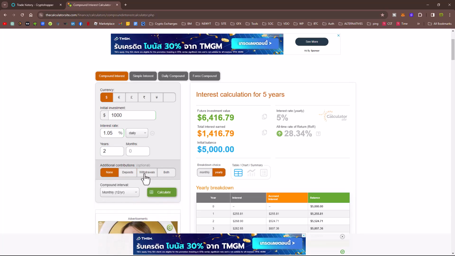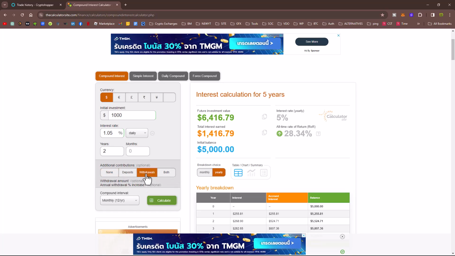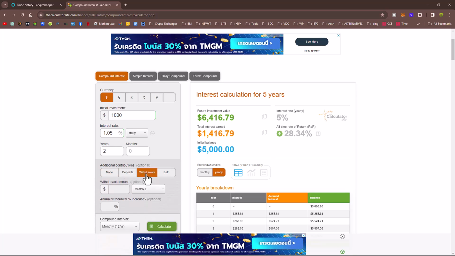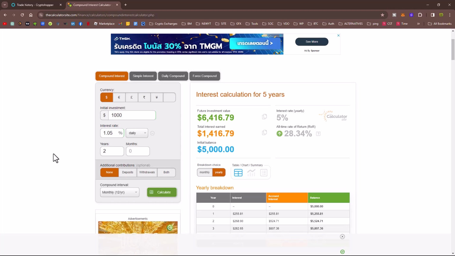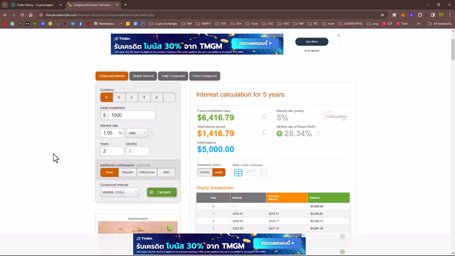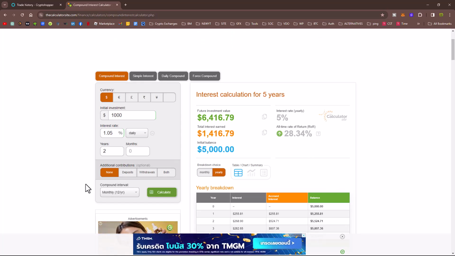Look, this is where you put your deposits in. You can even do withdrawals. Let's say you withdrew $100 every month. How well would you do? Alright, so this is going to be fun, guys. This is going to be better than the Compound Daily website because it's a lot more flexible here.